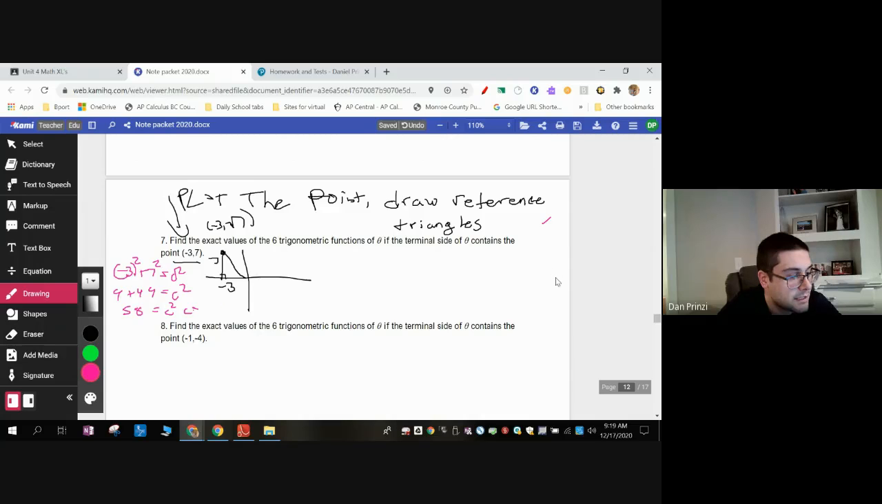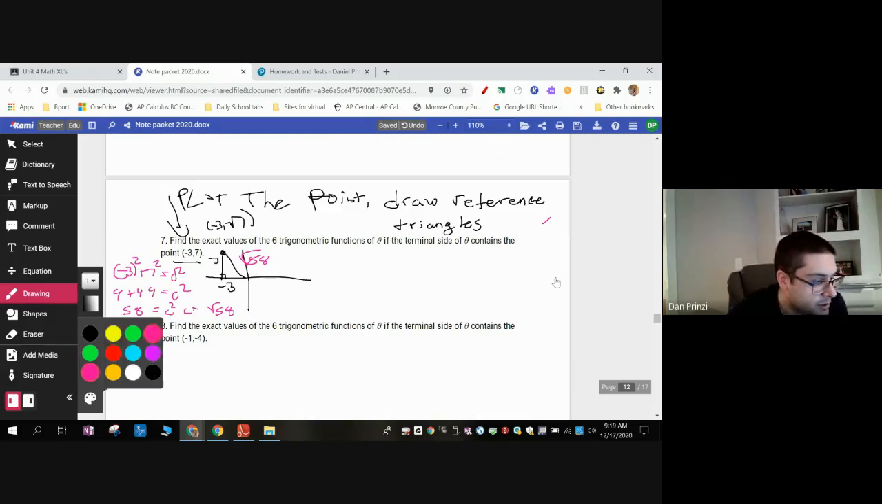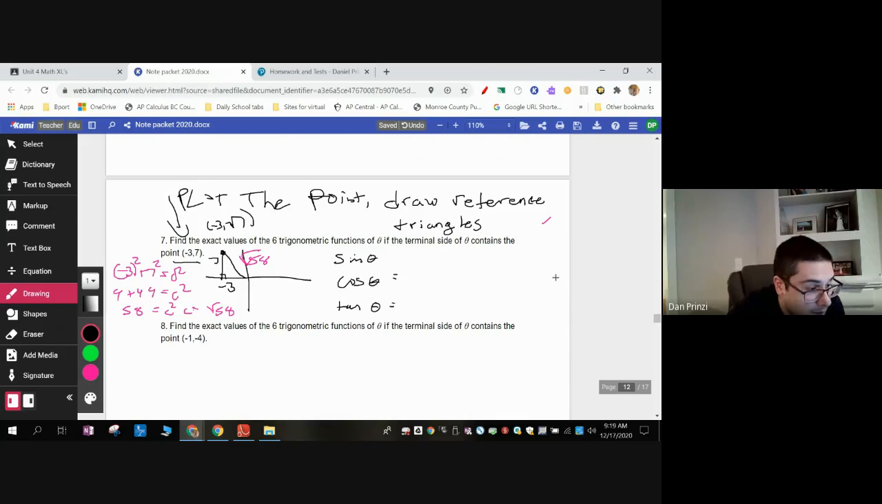So C equals radical 58. Newsflash, I don't want you writing it as a decimal. I want you leaving it as a radical, okay? That's basic Pythagorean theorem. Is everyone okay with that? All right, and then what I want you to do is find the 6 trig functions. So we're going to do sine, cosine, tangent. Now, those are your main 3, right? And then the others, we just know we flip them over. So we don't even have to find them because we're just going to flip fractions over.